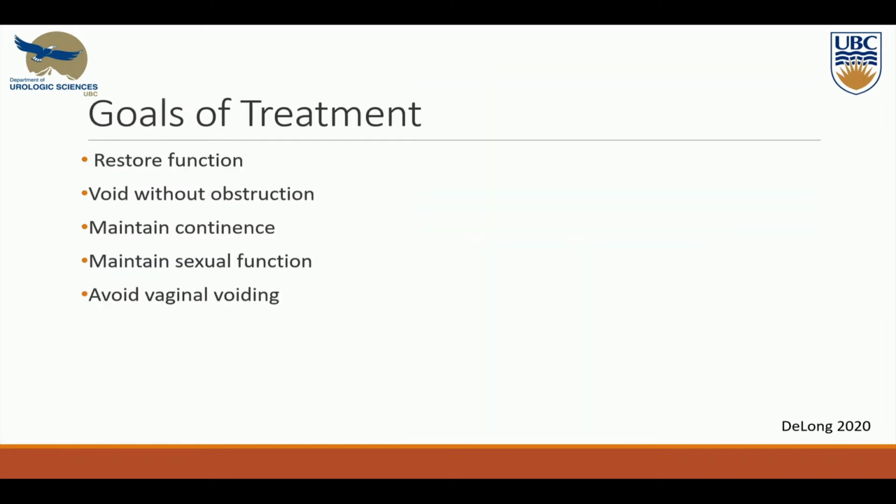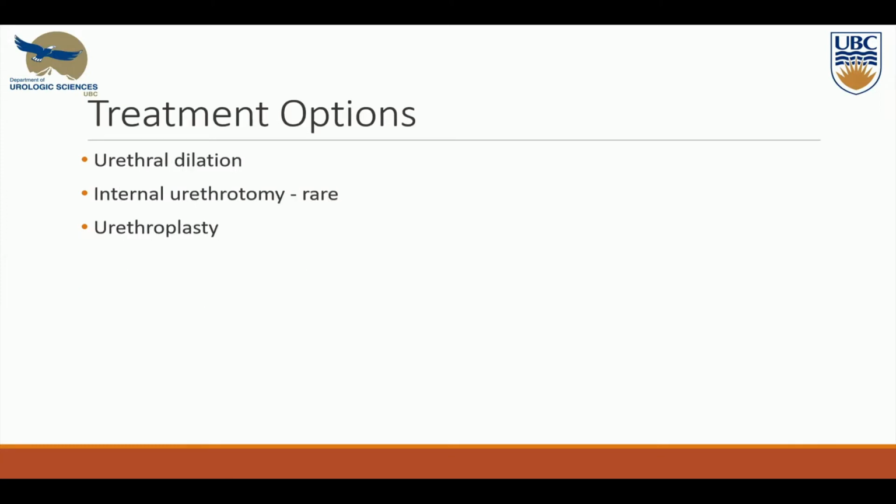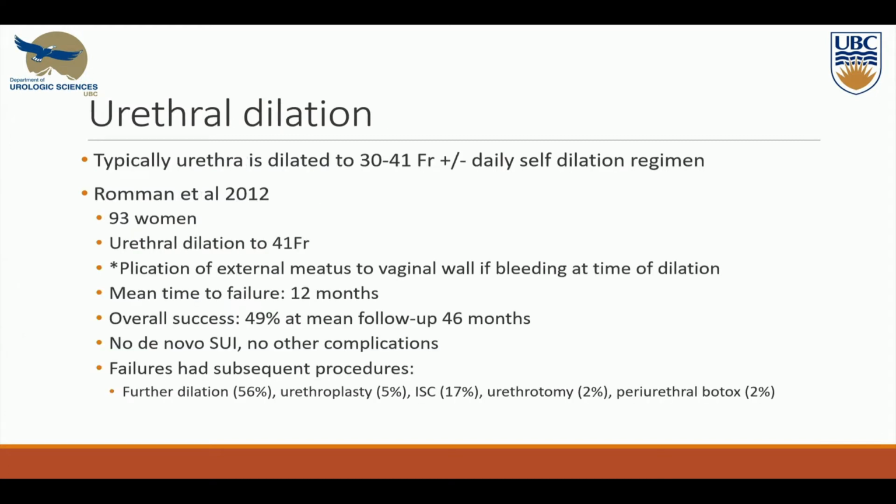In terms of goals of treatment for these patients with strictures, we really want to be restoring function. Patients, of course, want to be voiding normally without obstruction. They want to maintain continence. We want to have their sexual function maintained. And of course, we want to avoid any vaginal voiding, which is quite bothersome for a lot of patients. The reported treatment options include urethral dilation, internal urethrotomy, which is rarely done, as well as urethroplasty. Looking at urethral dilation, typically the urethra gets dilated to 30 to 41 French, and patients may undergo a daily self-dilation regimen as well.